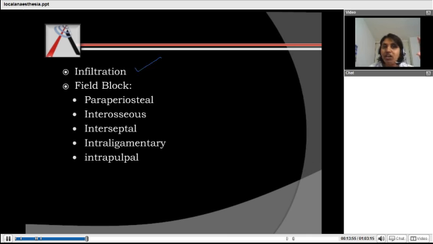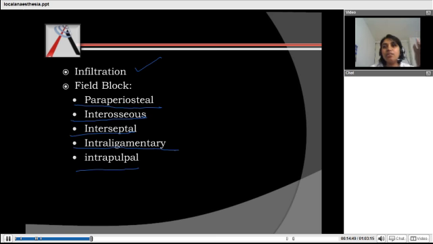So infiltration, you all very well know how we do it, isn't it? You just inject a small amount of local anesthesia in the area where you want. Okay. Field block, in that you have these techniques: paraperiosteal, interosseous, interseptal, intraligamentary, intrapulpal. Okay. Now intraligamentary, yeah, tell me, Radhika.